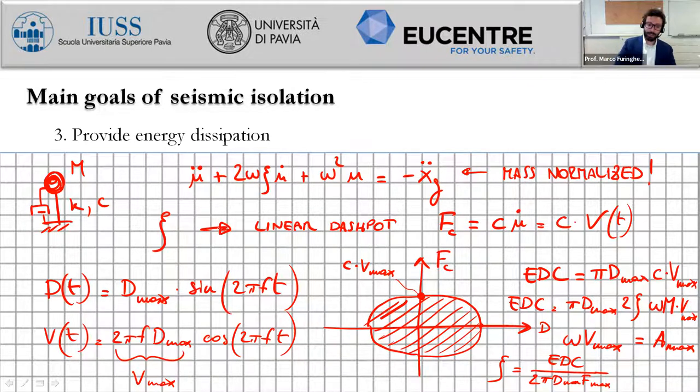So we have seen in this slide that the hysteresis area leads to energy dissipation, and energy dissipation, even for nonlinear behaviors, can be expressed as a damping ratio. And the damping ratio will be a key parameter for us to define the energy dissipation capacity for a given technology of seismic isolation.